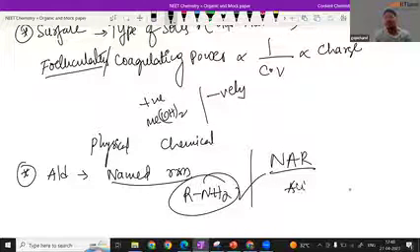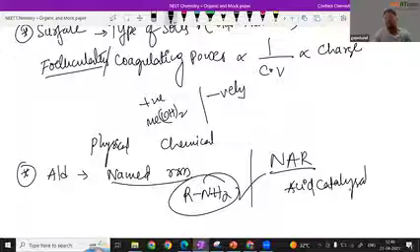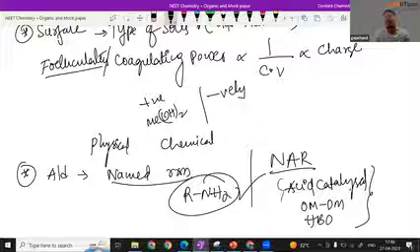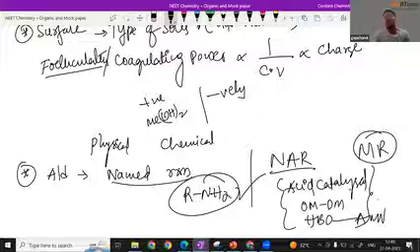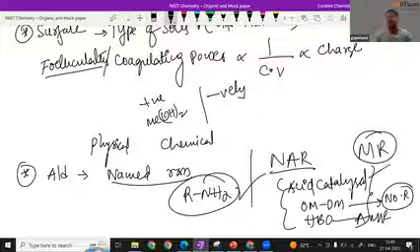Then another one is acid catalyzed reaction. Okay, OMDM, oxymercuration-demercuration, and HBO, hydroboration and oxidation. These are based upon the mechanism of Markovnikov rule, and this follows anti-Markovnikov rule. OMDM has no rearrangement but follows Markovnikov rule. Acid catalyzed reaction has rearrangement and follows Markovnikov rule.